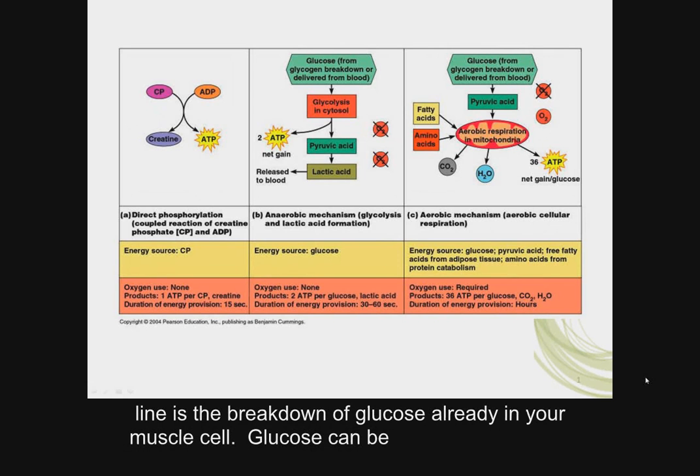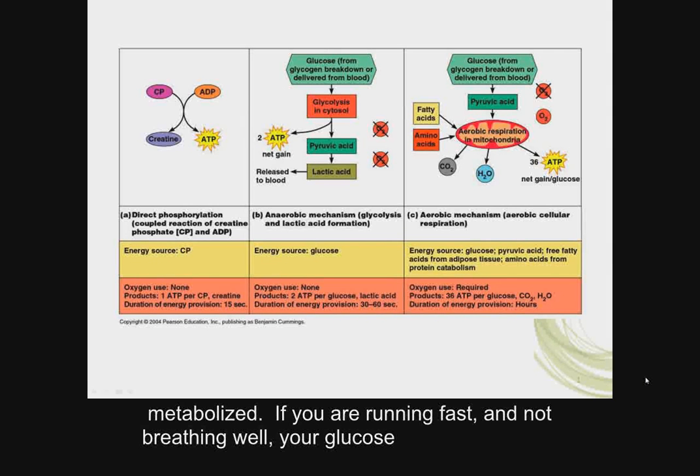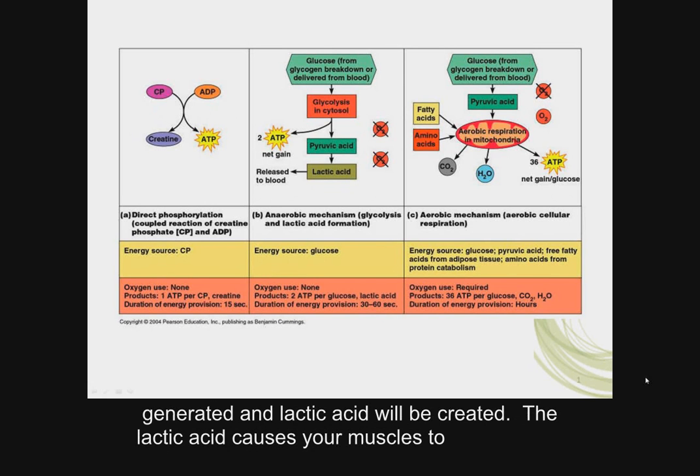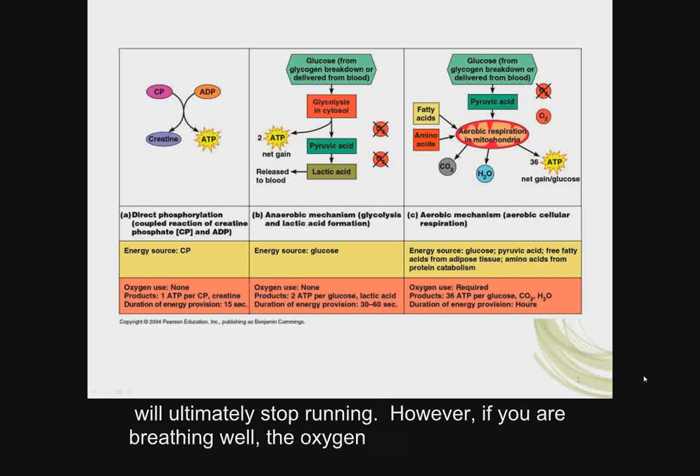Next in line is the breakdown of glucose already in your muscle cell. Glucose can be anaerobically metabolized, which generates very little ATP, or aerobically metabolized. If you are running fast and not breathing well, your glucose stores will be metabolized anaerobically, and this means small amounts of ATP are generated and lactic acid will be created. The lactic acid causes your muscles to fatigue, and you will also feel discomfort or soreness as the levels build. You will ultimately stop running.